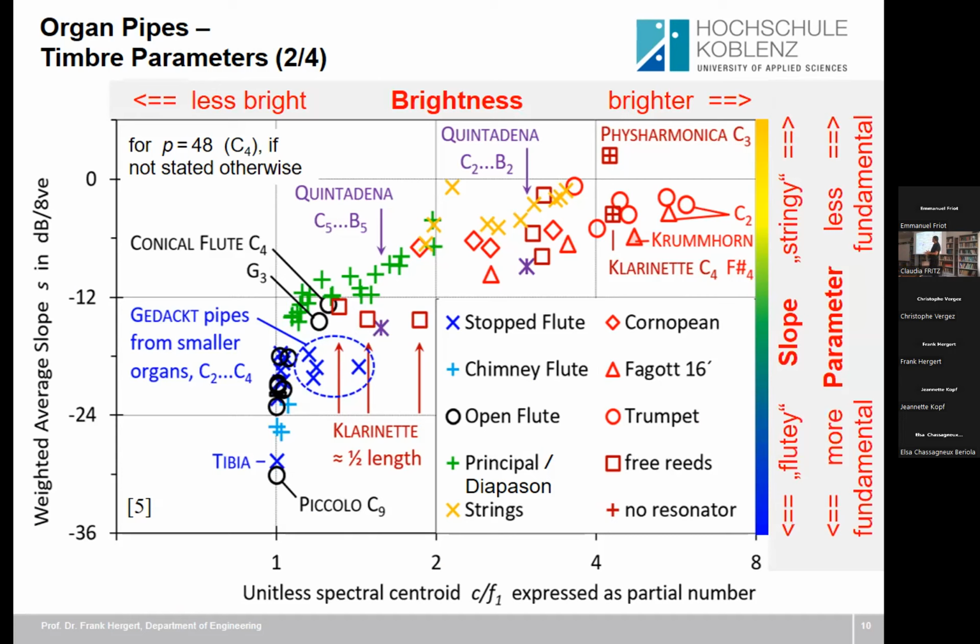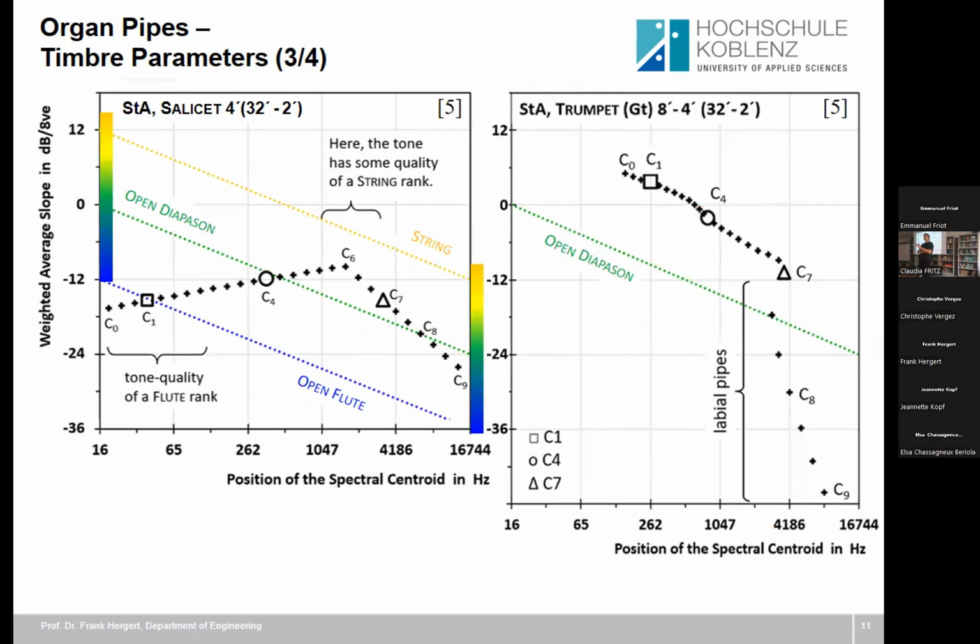And if I add a second axis here, then we could say the slope parameter would be described in organ terms, fluty, down, like a flute, stringy, string quality upwards, or we could also say more general, more fundamental here, less fundamental there. Then it is also valid for reed ranks. Less fundamental would be up there, like we see the krummhorn, or the clarinet, or these things. So in principle, two parameters suffice to group these ranks, to group the tone colors of the organ, only two parameters.